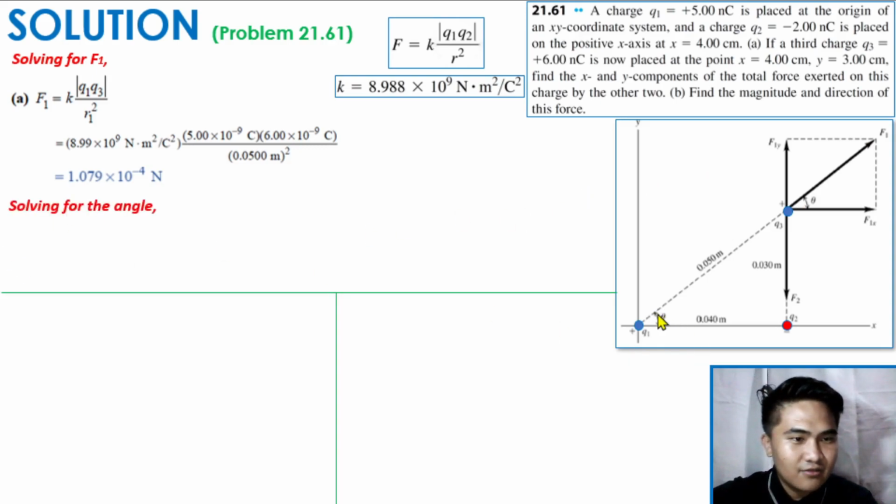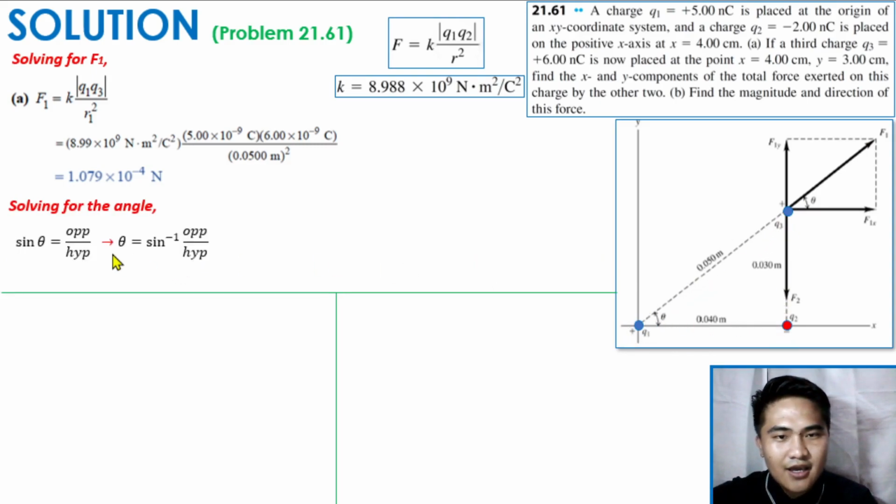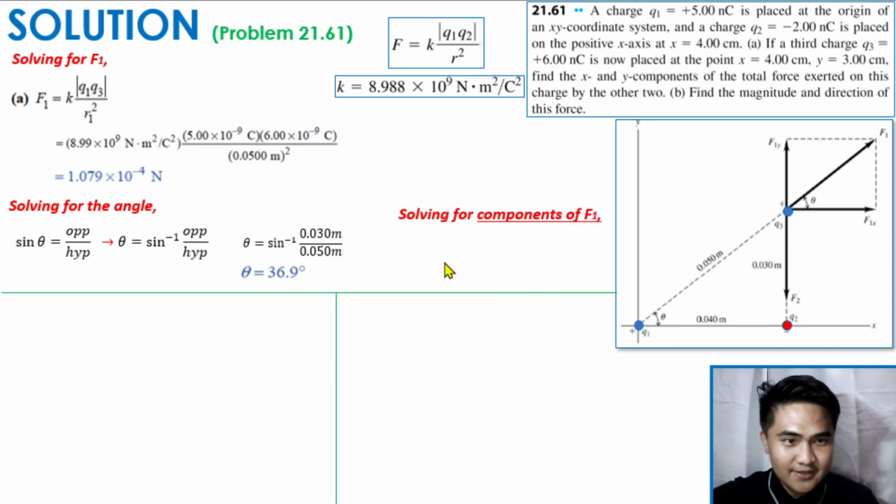Solving for the angle, this angle and this angle are equal. Since we had a right triangle, we can apply trigonometric function. We will choose sine and we will use the opposite side and the hypotenuse. To get the angle, we have arc sine opposite divided by hypotenuse. Inputting the values of the opposite, 0.03 meters divided by the hypotenuse, 0.05 meters, we will get 36.9 degrees.